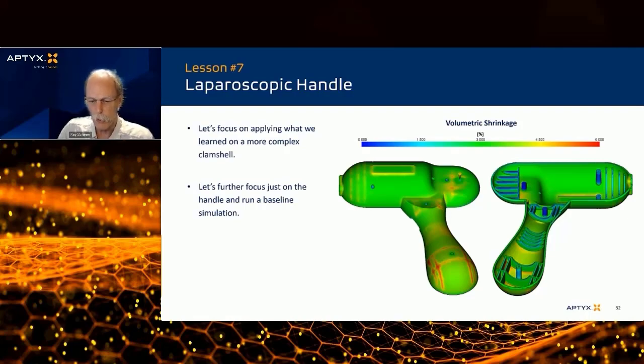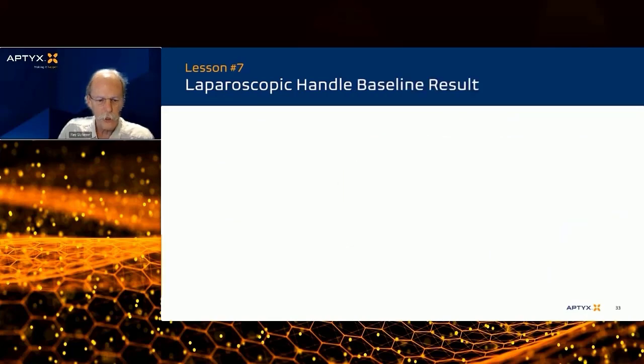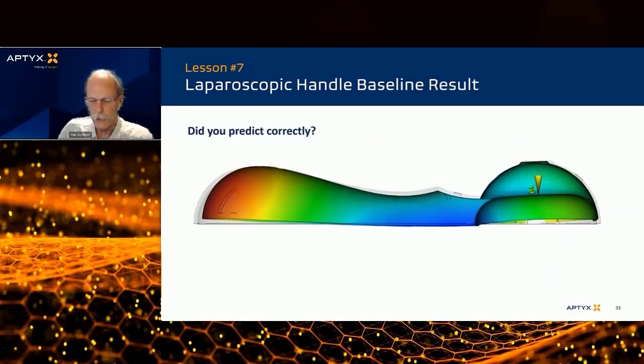You get a lot of mass and you get a lot more shrink. So that's pulling like a rubber band, right? And then you go down to the core side, you got ribs that are happening all along here. Those ribs, as we talked about, the edge effects of those ribs, they want to go long. So everything is trying to curl this part. And that's what we want to take a look at. So the question is, based upon what we learned, what is the warp expectation of this handle? Let's take a look.